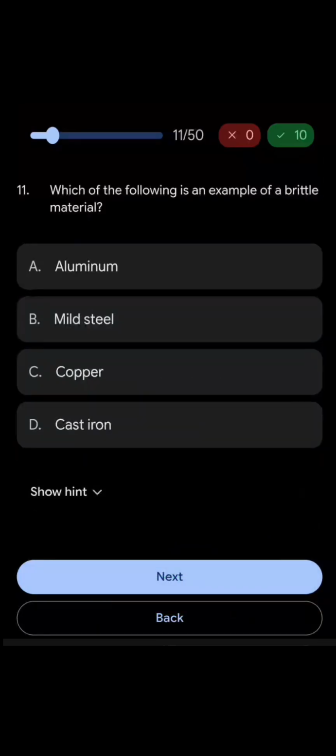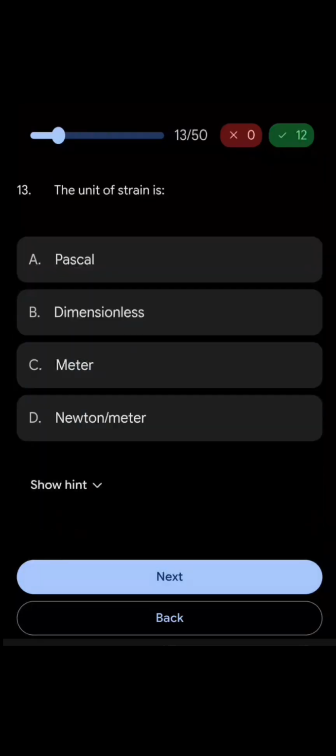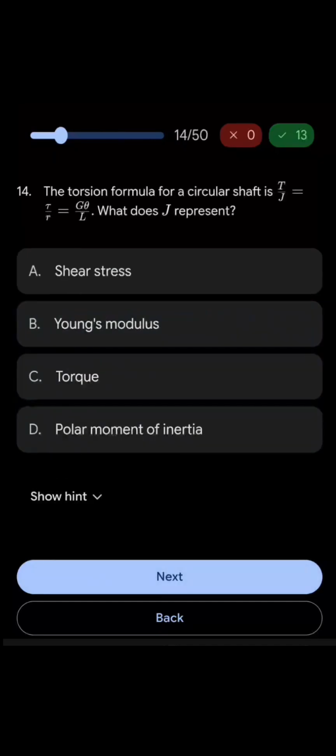Most important question. Which of the following is an example of a brittle material? Cast iron. In a cantilever beam with a UDL of W over the entire length, the maximum bending moment is WL square by 2. The unit of strain is dimensionless. The torsion formula for a circular shaft is T by J equal to tau by R equal to G theta by L. What does J represent?